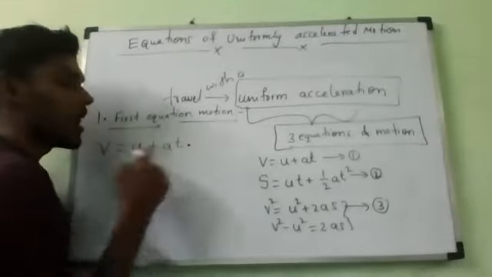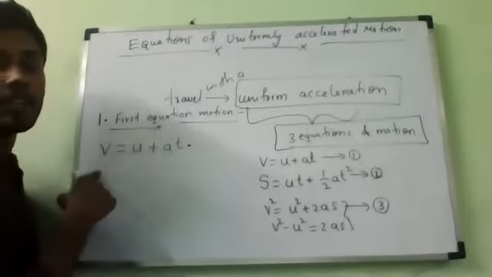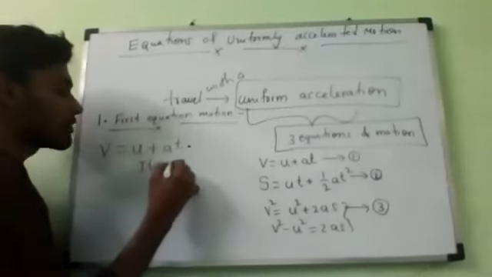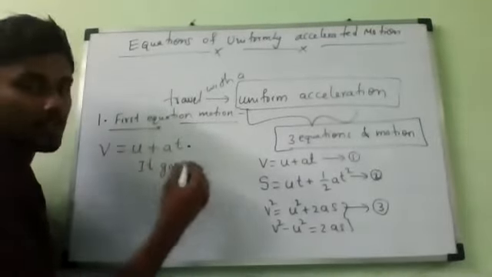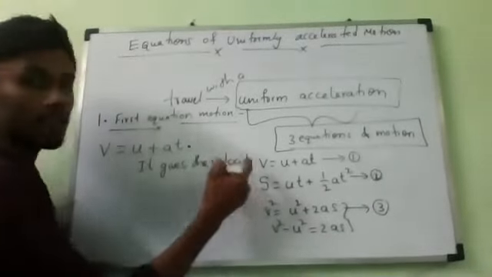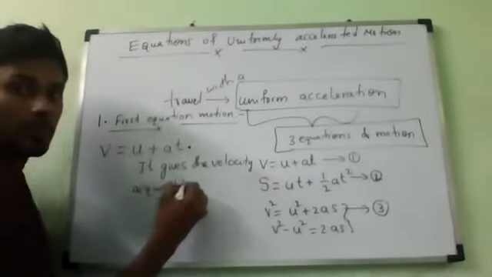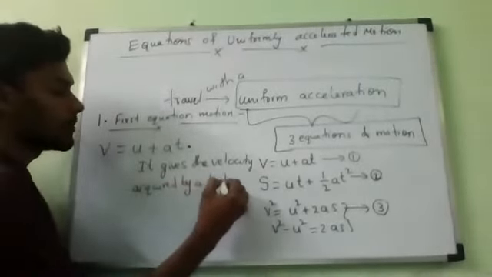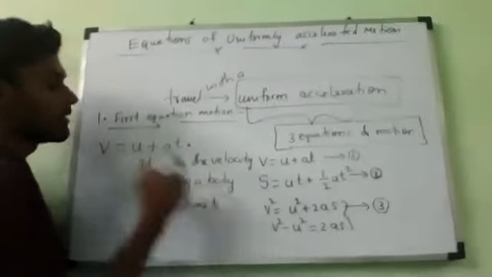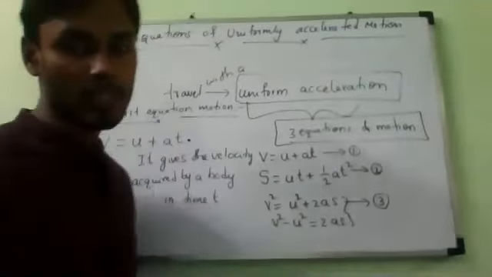And you remember, this equation always gives the velocity acquired by a body in time t. Shall we now start the derivation? Derive this first equation. First, all of you write it.